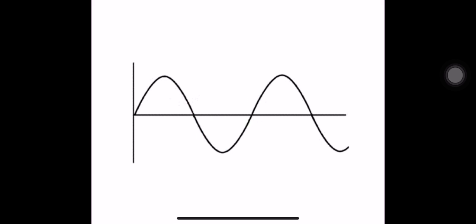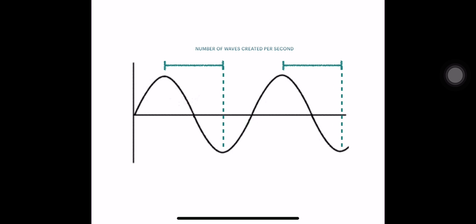Well, frequency is the number of waves created per second, and it can also represent the number of waves passing through a point per second. As you can see, what I'm showing right now are two waves passing through a point. Here's the first one, and here's the second one. For mathematical calculation, the formula for frequency is 1 over time in seconds, with the unit hertz, with the symbol Hz.